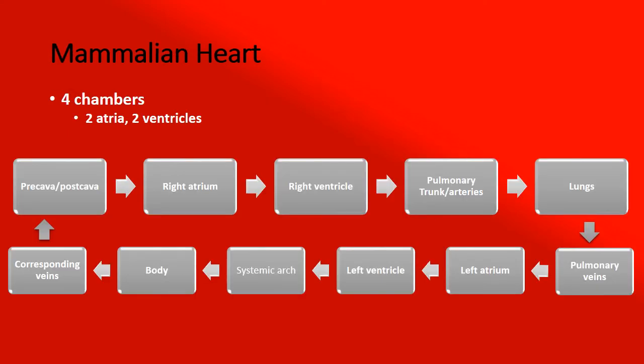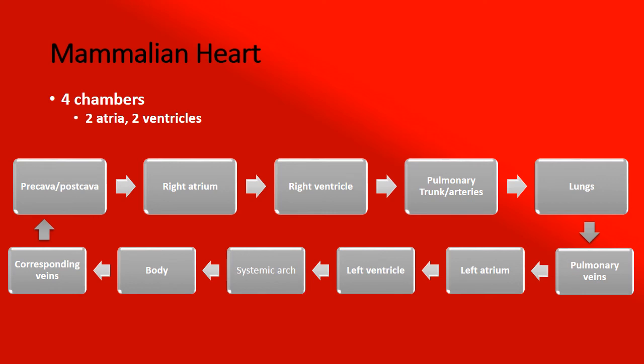Okay, so let's quickly go over the mammalian heart. Mammals have four-chambered hearts. That means there are two atria and two ventricles. So blood from the posterior and anterior regions of the body is being pumped back towards the heart through the pre-cava and the post-cava. Now, sometimes you'll see these cavas referred to as the inferior vena cava and the superior vena cava. They are one and the same.